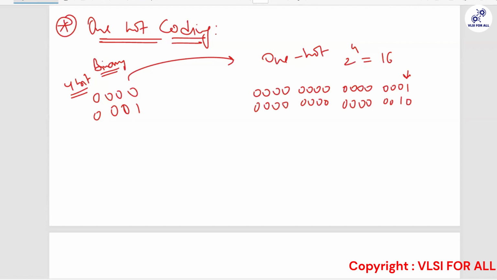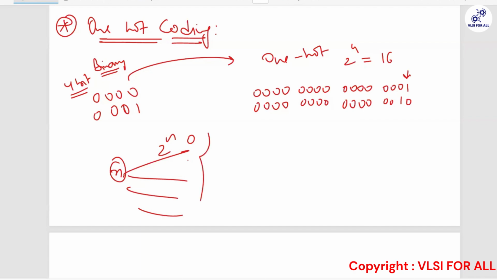Okay. So when we use this, let's say we have 2 chips, a sender chip and a receiver chip. These chips are connected using 2 power n wires. Let's say here we have n bits only. So that has 2 power n wires. 2 power n means 2 power 4 for 4 bits, so 16 wires. In that case, we can use this one hot coding.